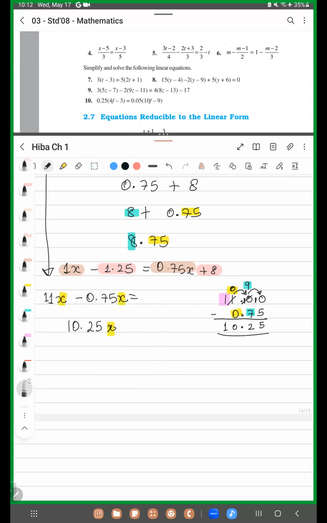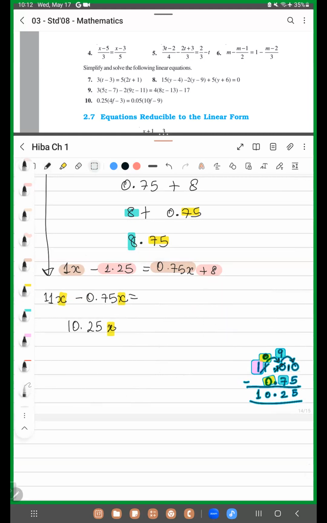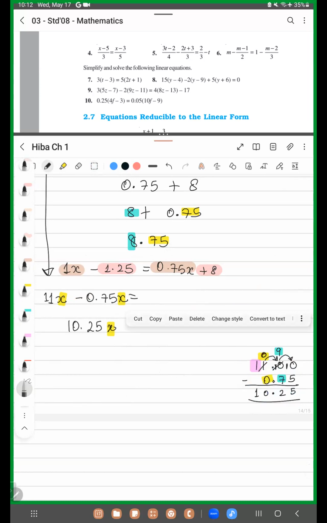ठीक है. अब आप मुझे ये बताइए RHS क्या हो जाएगा? क्या था हमारे RHS में? हाँ जी, 0.75 plus 8. अरे 0.75 तो इधर आ गया था बच्चे. We brought it to the left hand side. It will be 8 plus 1.25. Very good.